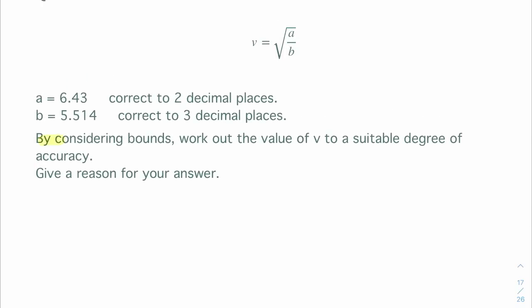So when it says by considering bounds, that means we need to work out the upper bound and the lower bound. And we have a fraction involved. So remember, when we're working out the upper bound with a fraction, we want the upper bound on the top divided by the lower bound on the bottom. And when working out the lower bound, we want the lower bound on the top divided by the upper bound. And that just means for the first one, the biggest possible number divided by the smallest possible, and for the second one, the smallest possible number divided by the biggest. That's going to give us our smallest answer. So we're going to work out both of these.